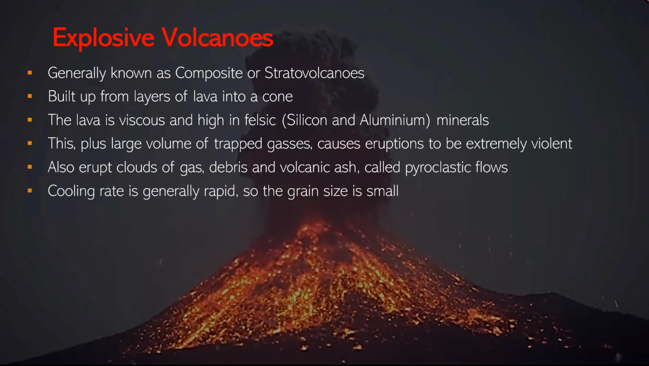As with effusive volcanoes, the lava cools quickly and so produces rocks with small crystal sizes. They are typically found at convergent plate boundaries, where oceanic crust subducts beneath continental crust and melts, causing lava and gases to rise under high pressure and explode as volcanoes.